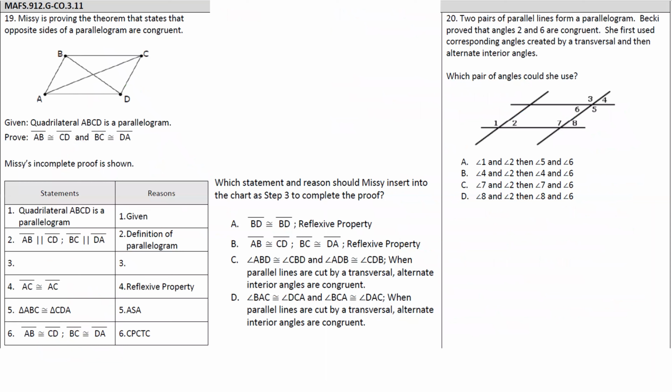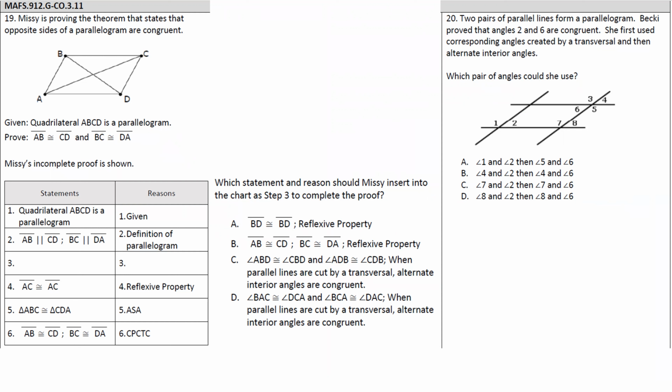All right. 19. This is more like a question that I would expect to see on the FSA. There's only 2 blanks. All right. And we have a reason and a statement that's missing. We have to figure out which one of these statements should go in that blank. So first, what are we doing?